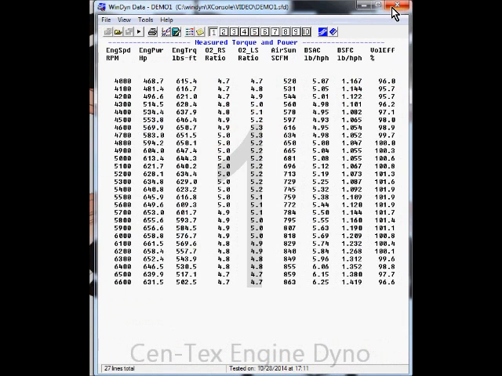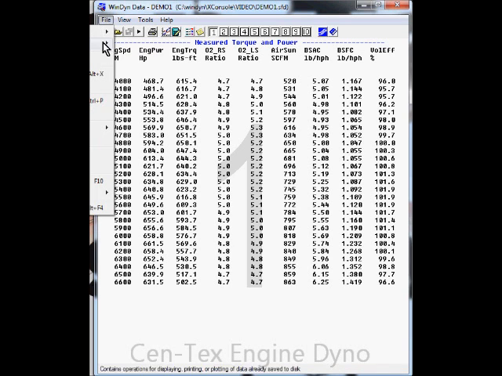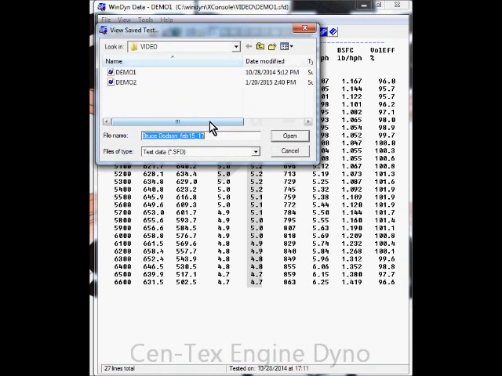And the other is the first screen of the WinDyn Data Viewer, and that is here. As you can see, we'll go over these columns and what they mean, but this is the average data. Okay, it's averaged out at 100 RPM increments. The file also contains the raw data, and let me see if I can show you what raw data looks like.